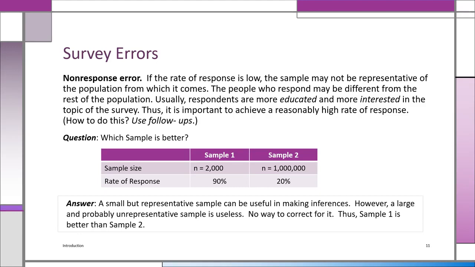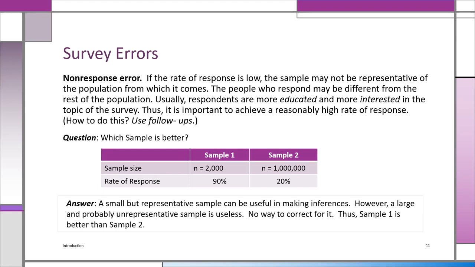But look at sample 1 and 2. Okay, look at the slide. Now, sample 1 is where the researcher took the sample size, notice lowercase n was 2,000 people, but the researcher was successful and got 90% of them to respond. Now, sample 2 is a much bigger number. We're dealing with 1 million people. Notice n is 1 million, but only 20% responded. There's a lot of non-response.